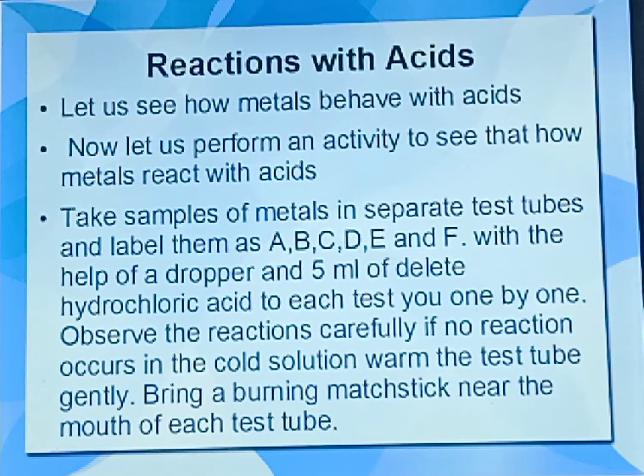Reactions with acid. Now we come to the reactions of metals with acid. Let us see how metals behave with acids. Now let us perform an activity to see how metals react with acids. Take samples of metals in separate test tubes and label them A, B, C, D, E, F. With the help of a dropper, add 5 ml of dilute hydrochloric acid to each test tube. Dilute is spelled D-I-L-U-T-E.